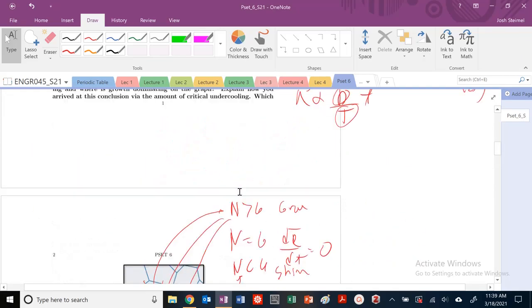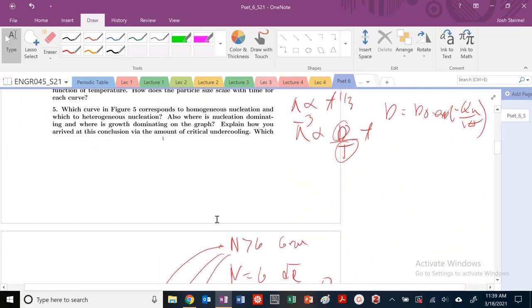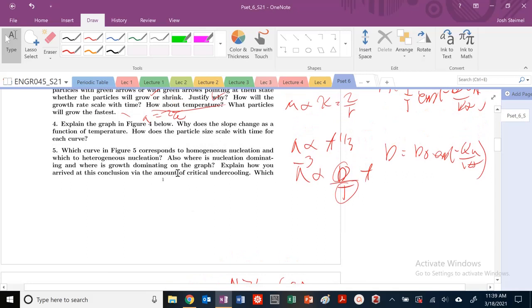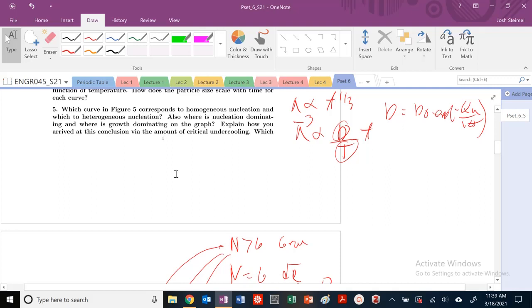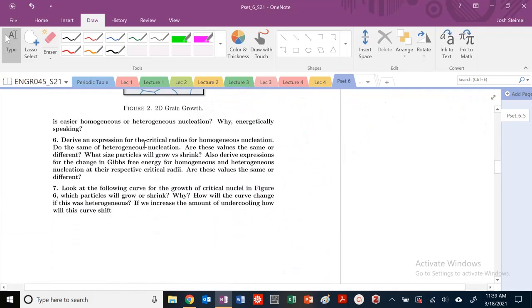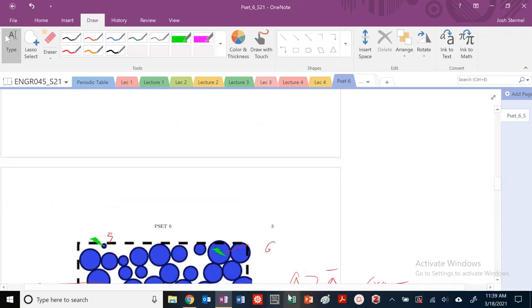Let's go and move back here. So, particle size change of time, we got it. We see the same scaling, t to the 1/3. Which curve in figure 5 corresponds to homogeneous nucleation, which to heterogeneous? Also, where is nucleation dominated growth? Explain how you arrive at this conclusion via the critical amount of undercooling. Which is easier energetically, homogeneous or heterogeneous nucleation, and why?